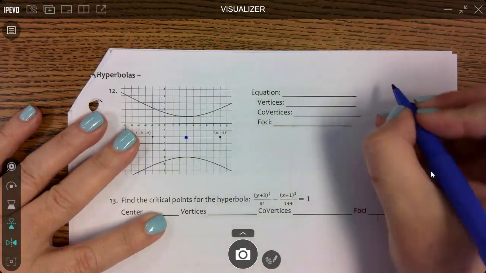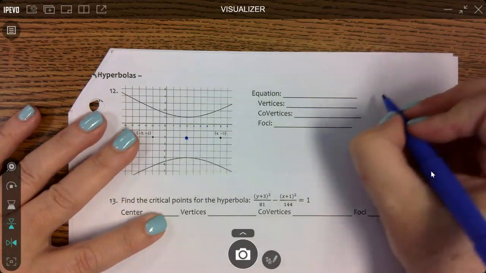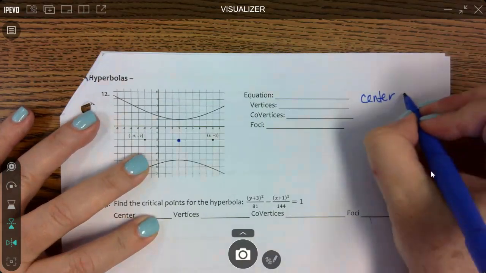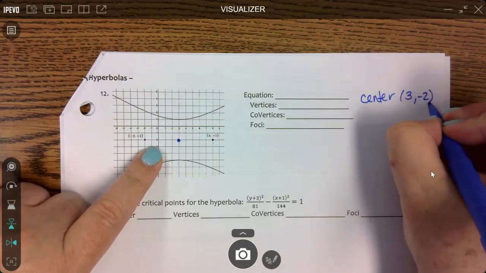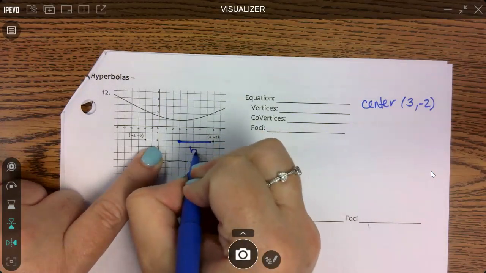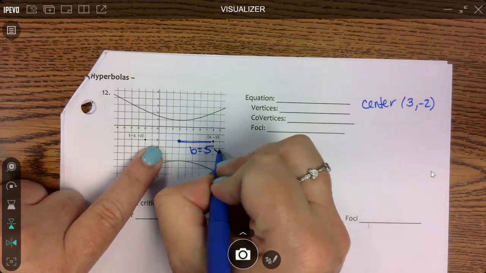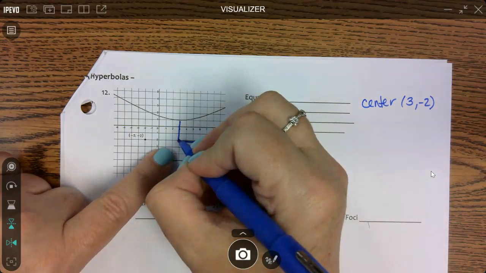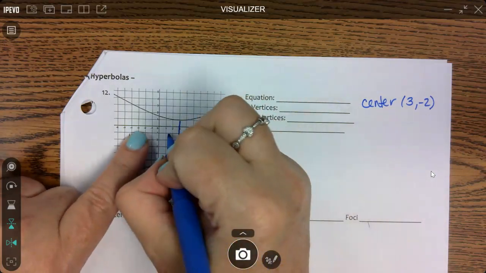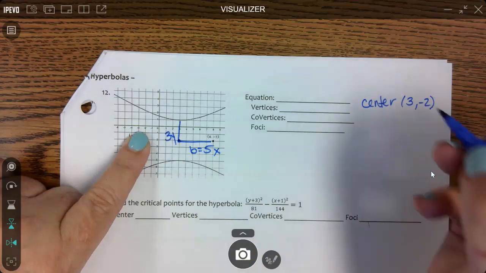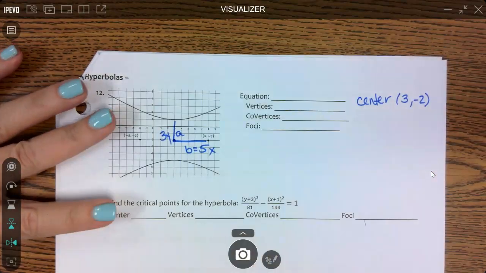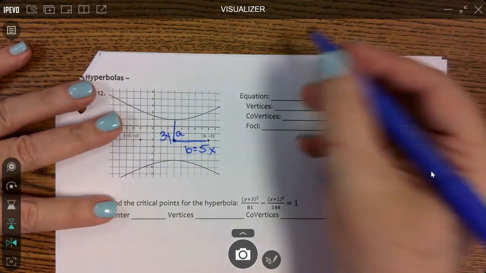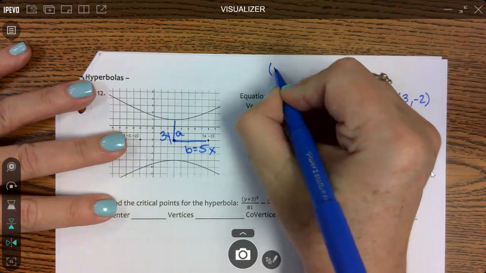And I'm going to go ahead and just do it right here. So the center was 3 and -2. This right here is my B. We said it was 5 and it was horizontal, so X. Here's my A. A always touches the graph. 1, 2, 3. So 3, and it's Y. Remember here, A is always first. So Y is going to go first.